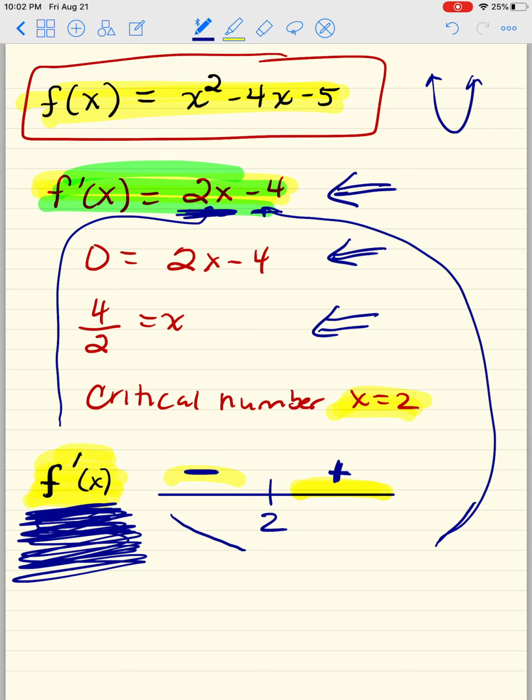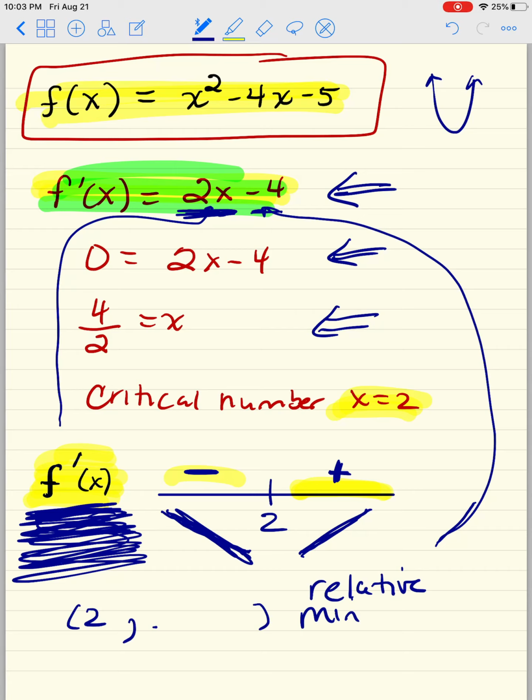So basically what happened here was my function decreased from negative infinity to 2, and then it increased from 2 to infinity. That's amazing. Why? Because if you go all the way down and then come up, what happened at 2? Well, 2 is what we call our minimum. It's like you went down, then up. So you ended up hitting the bottom, which is a minimum. This is what we call a relative minimum, okay?